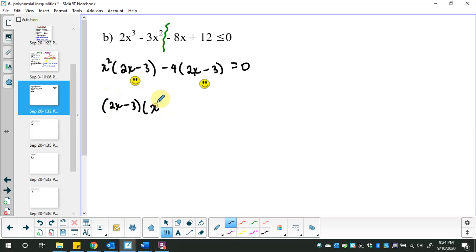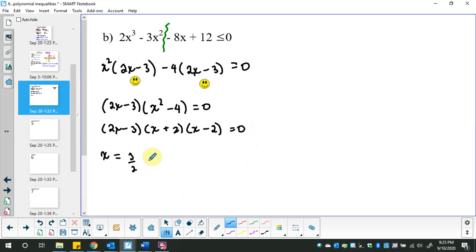and in a bracket behind, put x squared minus 4 is equal to 0. And hopefully you recognize that x squared minus 4 is a difference of squares. So we have that. And that means that our x's, which are x-intercepts, are 3 over 2, or -2, or 2. And I realize right now that I busted my trend.